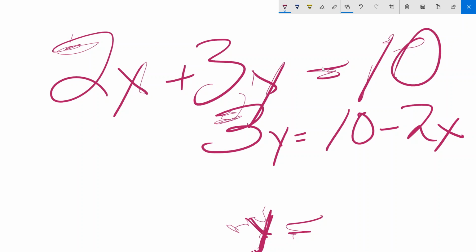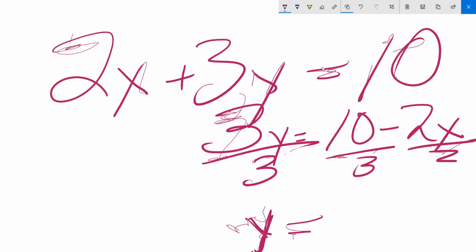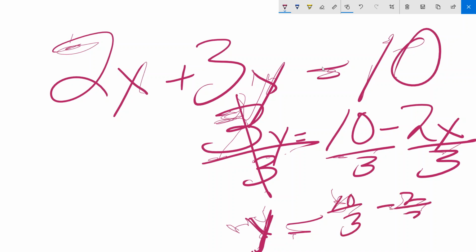Okay. Now, what else is still with y that I got to get rid of? 3. What's the 3 doing? Multiplying. How do I get rid of it? Division. So I divide both sides by 3. And again, I got to divide each term by 3. So those 3's cancel out as they always do. And what I'm left with is 10 thirds minus 2 thirds x.